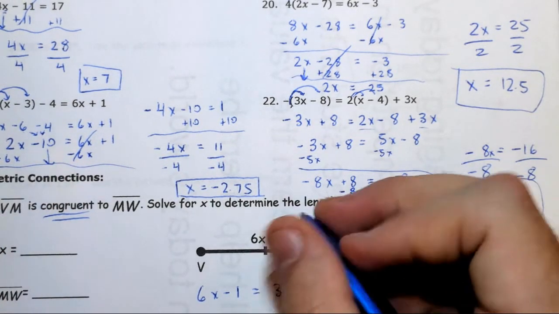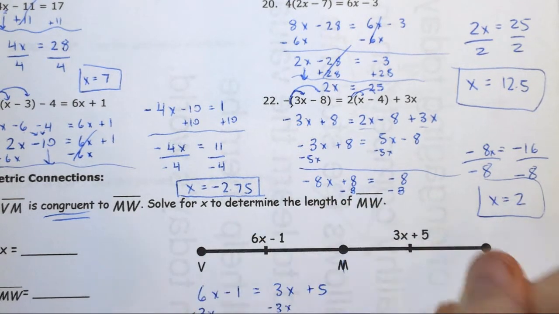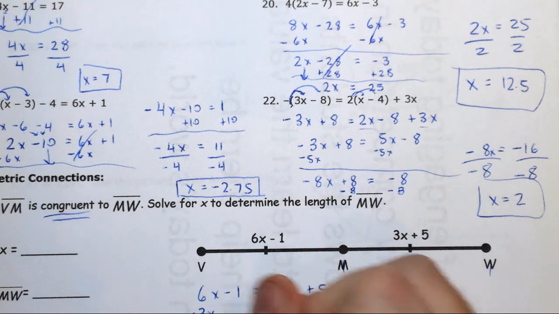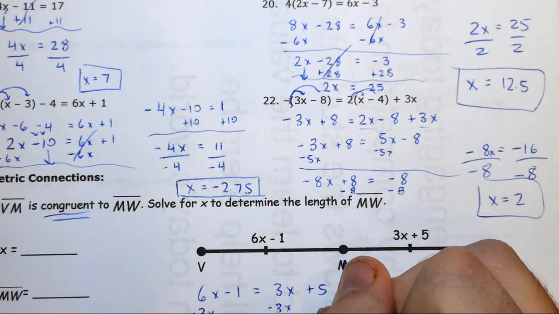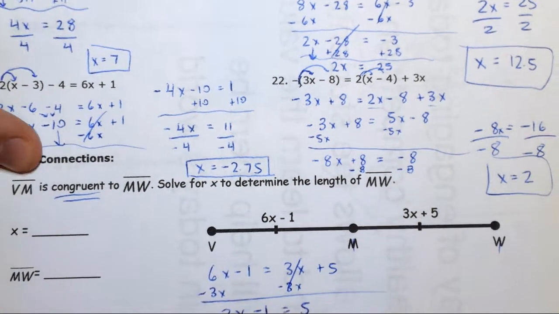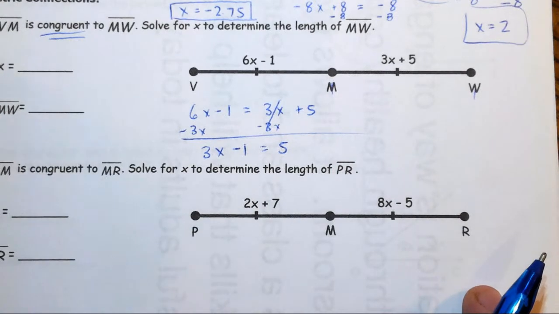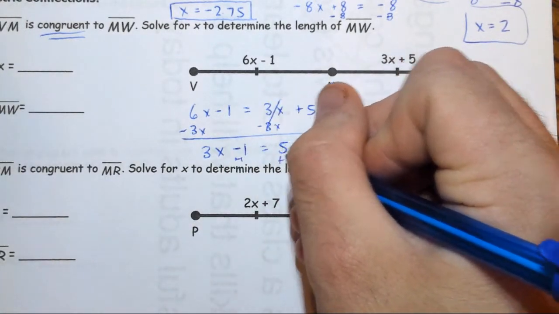Okay, well now I can solve. I move this -3x, -3x. I get 6 minus 3, I get 3x minus 1 is equal to 5. How do I get this -1 over? I add 1, I add 1, and 1.